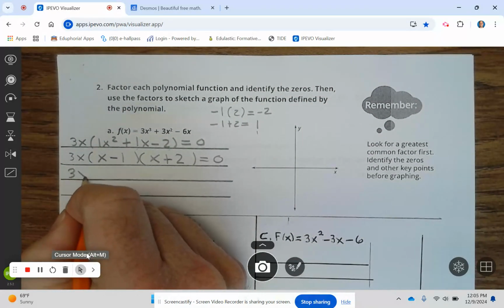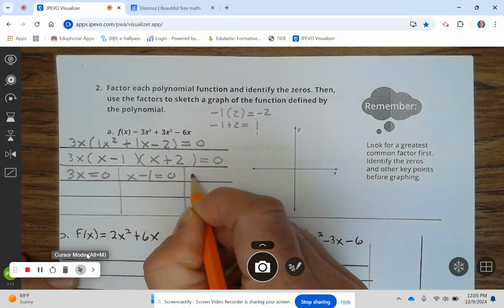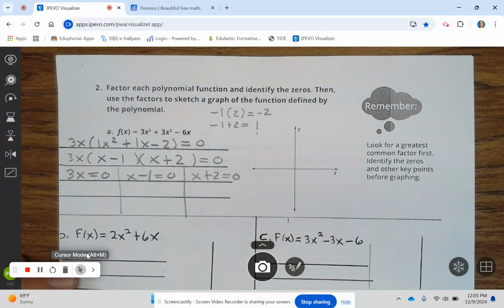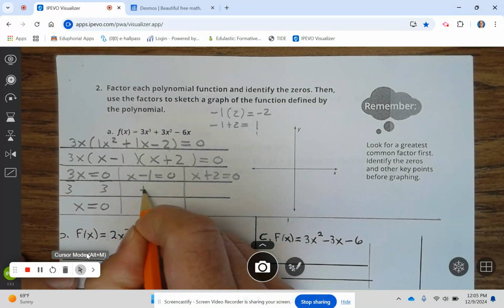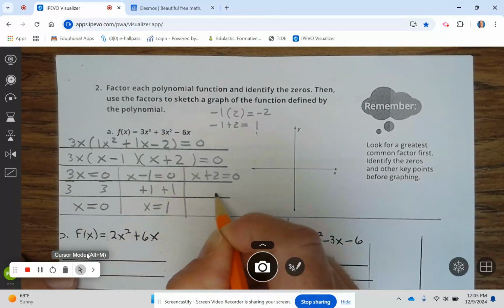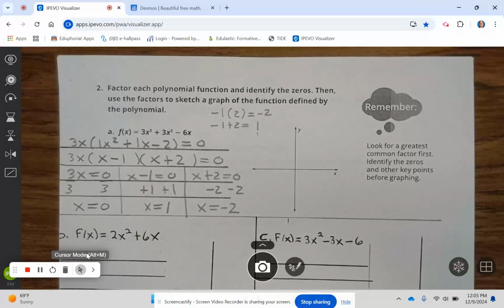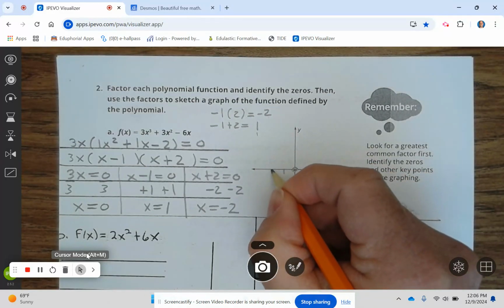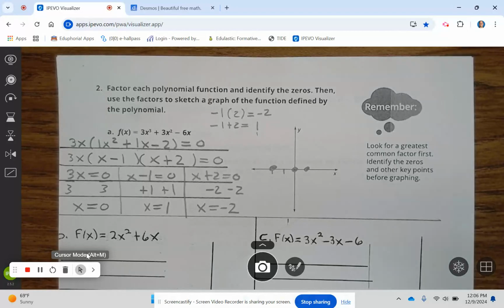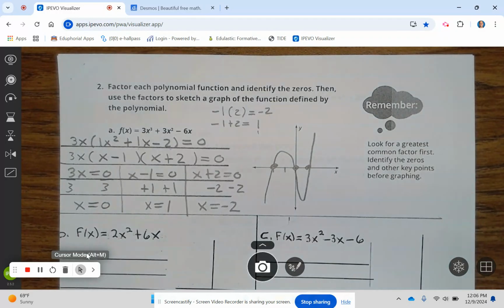Set them equal to 0, so 3x equal to 0, x minus 1 equal to 0, x plus 2 equal to 0. Divide both sides by 3, x equals 0. Add 1 to both sides, x equals 1. Subtract 2 from both sides, x equals negative 2. So we graph our zeros. We have 0, 1, and negative 1, negative 2. And then a cubic function looks like so. Okay, go ahead and finish up number 2.